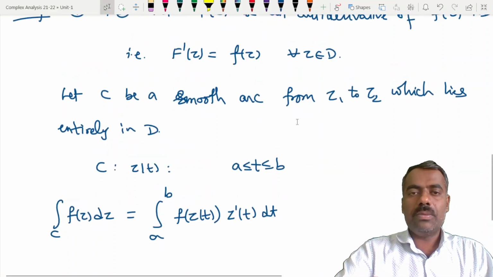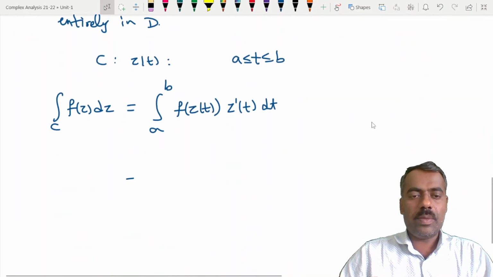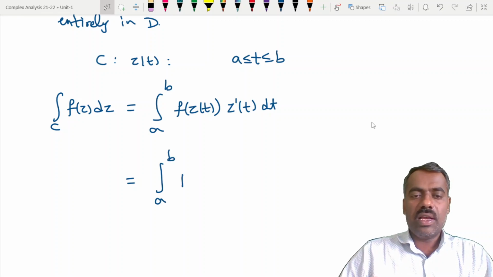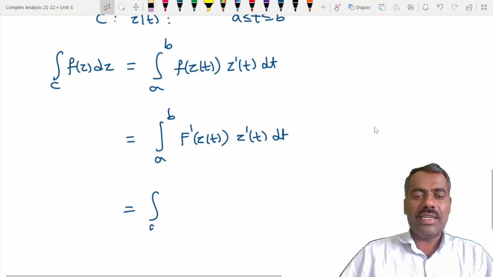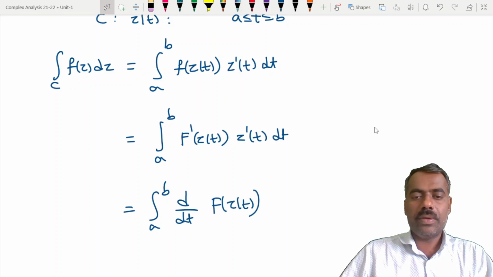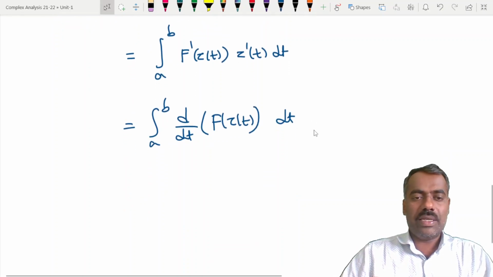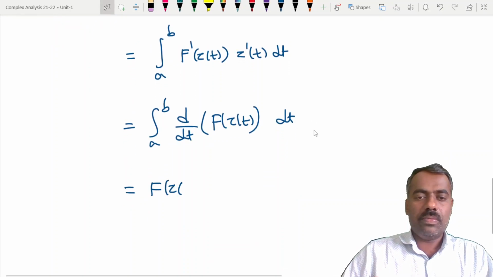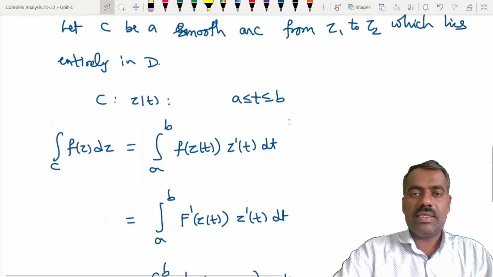Okay, but we can observe that this F(z) is the same as F'(z). Therefore, this is nothing but the integration from a to b of F'(z(t)) z'(t) dt, where z is a function of t. But this is the same as the integration from a to b of d/dt of F(z(t)) dt. But by calculus, what we know is this is the same as F(z(b)) minus F(z(a)), starting from a and b.